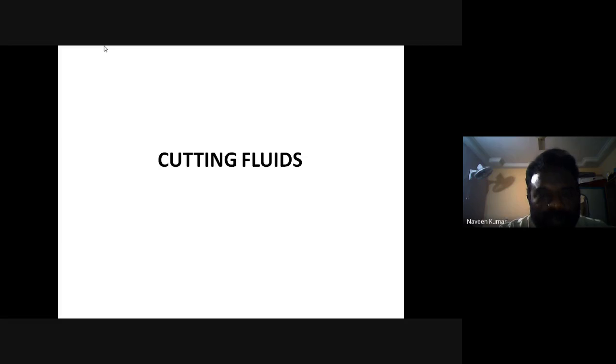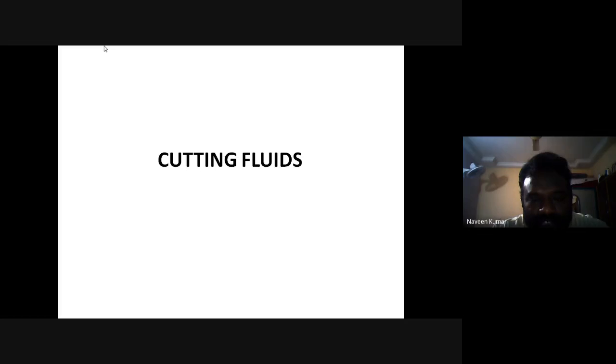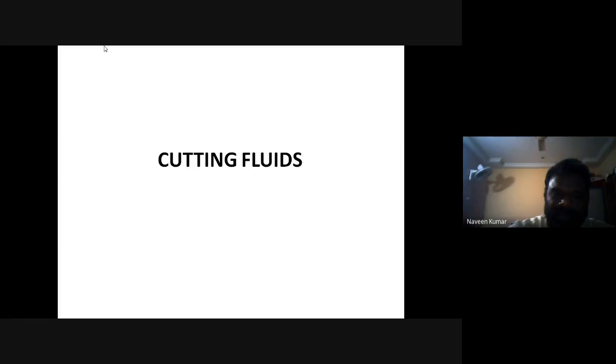Sometimes EP additives are mixed with cutting oils, and such type of oils are called EP fluids or extreme pressure cutting fluids. And the objective of these fluids is to avoid the formation of built-up edges during the process of machining.